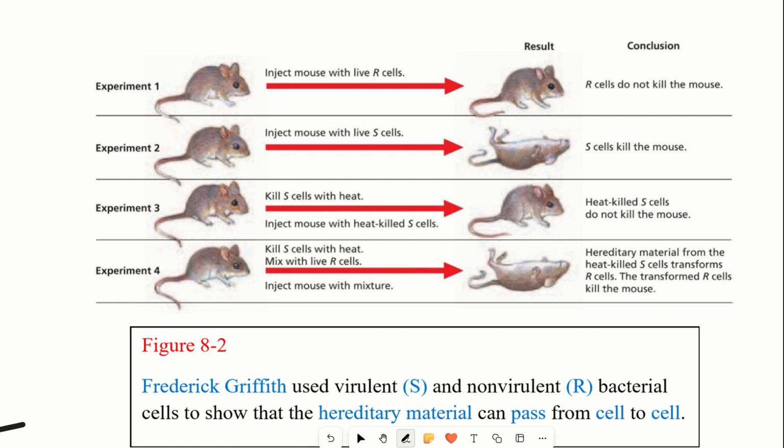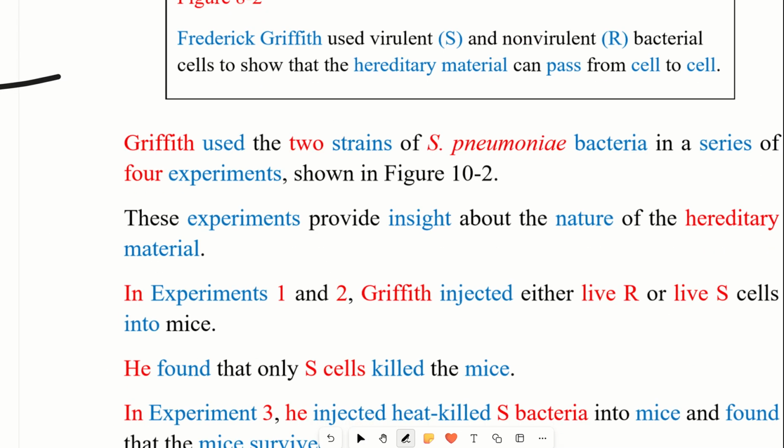In experiment 4, he killed S cells with heat, as in experiment 3, but he mixed them with live R cells. We know that heat-killed S cells alone do not kill the mouse, and live R cells alone do not kill the mouse. But when he mixed them and injected the mouse with these two, the mouse died. So something happened. Why is this happening?